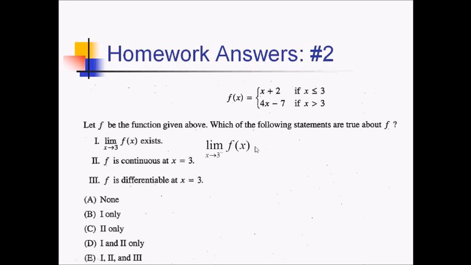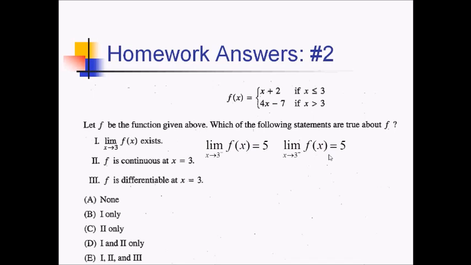Left side limit, I'm just going to plug into this lower rule here where x is less than 3. So that's going to be 3 plus 2, which is 5. For the right side limit, we're using the second rule. So 4 times 3 is 12, minus 7 is also 5.